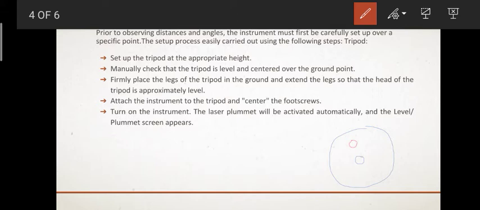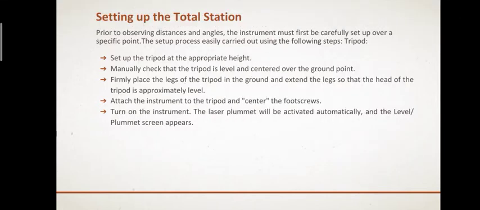If it is not level, it will be around this circular path. You can say it is at the center when it is inside the bullseye. When it is inside the bullseye, that means it is leveled. This type of arrangement you can see is shown on the screen display.